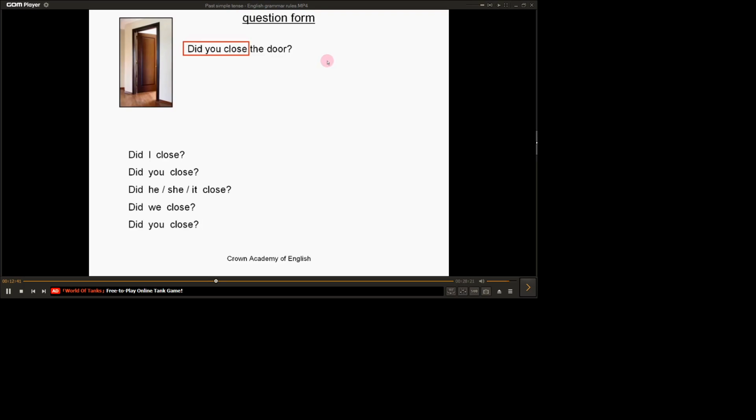And again, this is wrong because this is the past simple form. And we see here the question form must take the infinitive form. So that is wrong. And that is right. That is correct. Okay, so this is the question form.